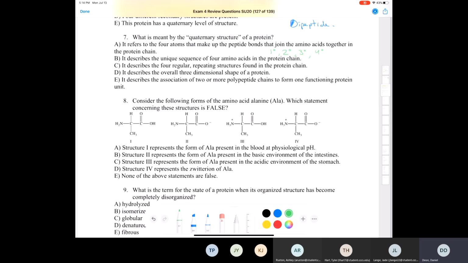those interactions that cause the folding of a protein chain. But in order to have quaternary structure, I have to have 2 or more polypeptide chains put together to make one functioning protein unit. And that is answer E right here. It says it describes the association of 2 or more polypeptides. So what's 2 or more? 2, 3, 4, so on and so forth. Polypeptide chains to form one functioning protein unit.